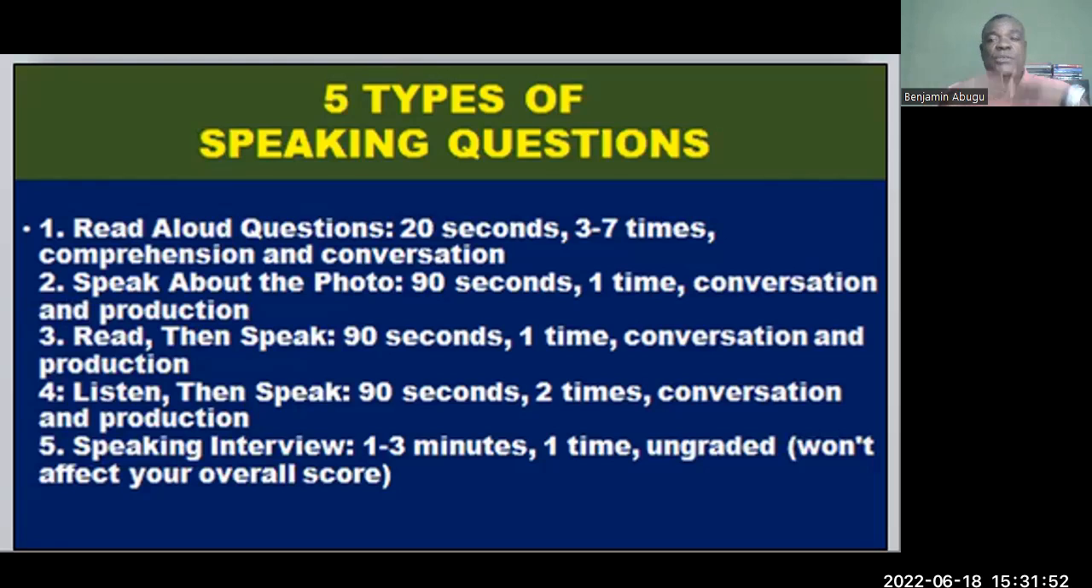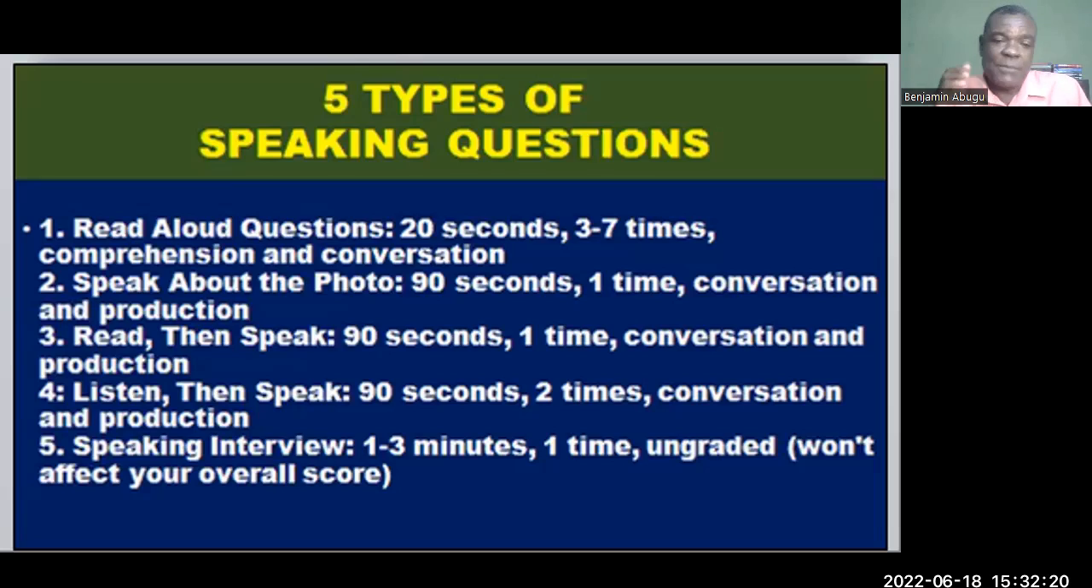You see, when you speak, you are producing language and you are engaging in a conversation. There are certain sub-scores, areas in which your skills are evaluated and you are given scores. And it is important that your performance level is high so that you can score high in this test.